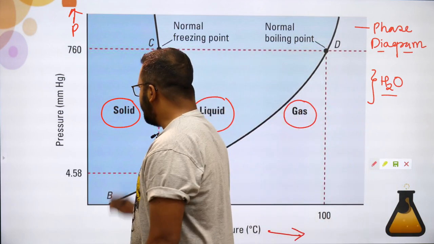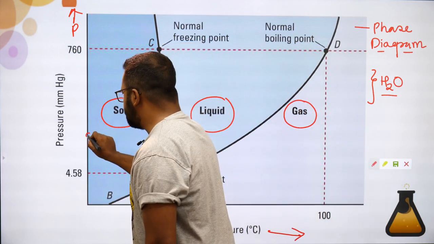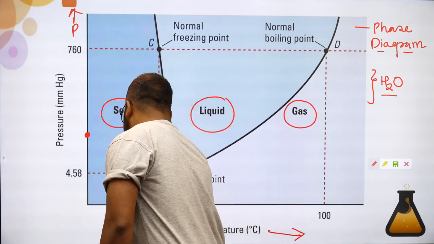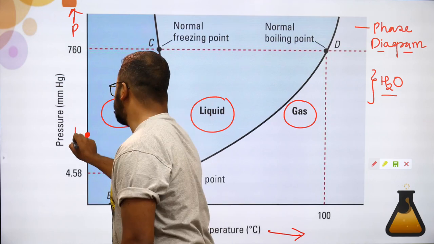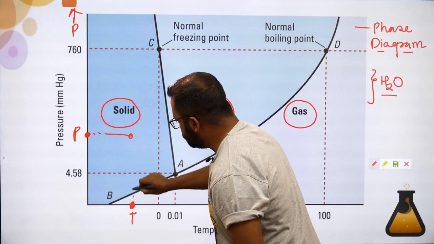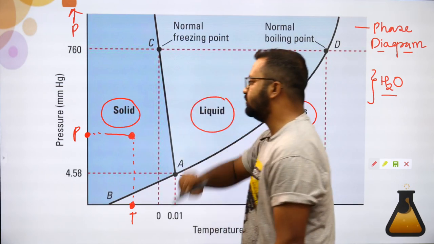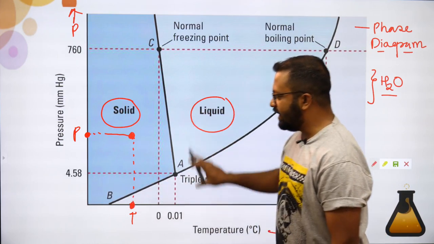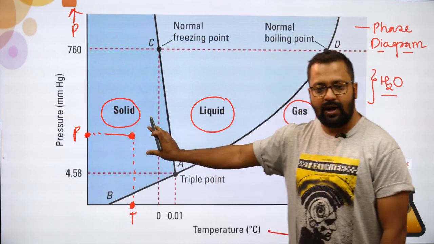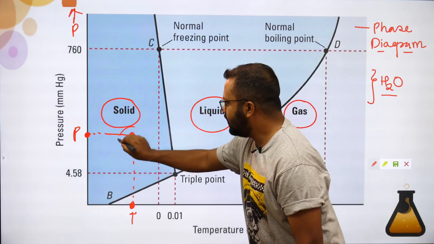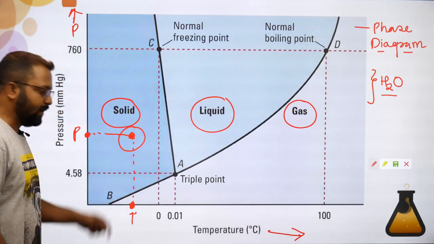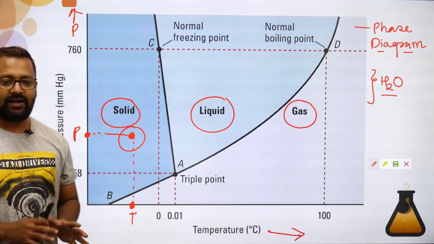What does this mean? It means, suppose I take this pressure. Assume that I take this pressure and I take this temperature. These two points will coincide over here. Which region am I getting into? Is pressure or temperature ke liye is solvent ka kaun se region mein maar rahe hain? In which region am I coming? I am coming in the solid state. So if I take this pressure and this temperature, I will get the solid state of water.